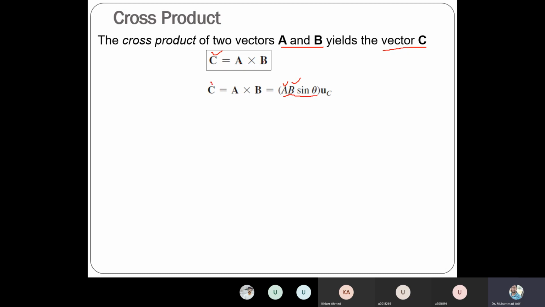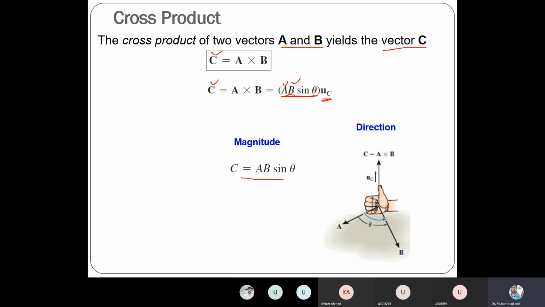But since C is a vector, it must have a direction as well. So the unit vector will tell you the direction of the vector C, right? AB sine theta is the magnitude of C, and the unit vector UC will indicate the direction. A cross B means if you curl the fingers of your right hand from A to B, where theta is the angle between them, then the thumb will indicate the direction of C, which is perpendicular to the plane of A and B.